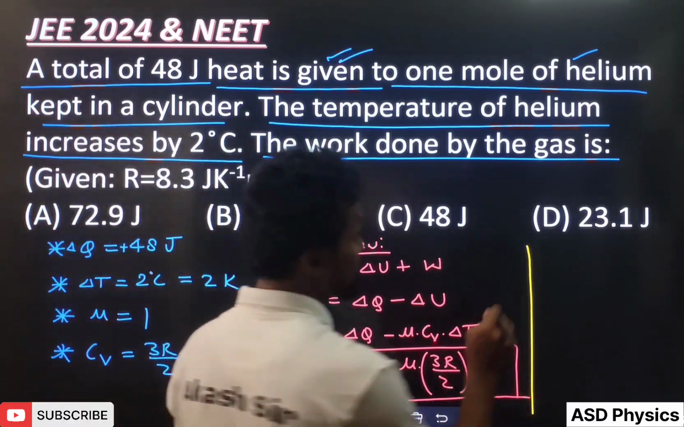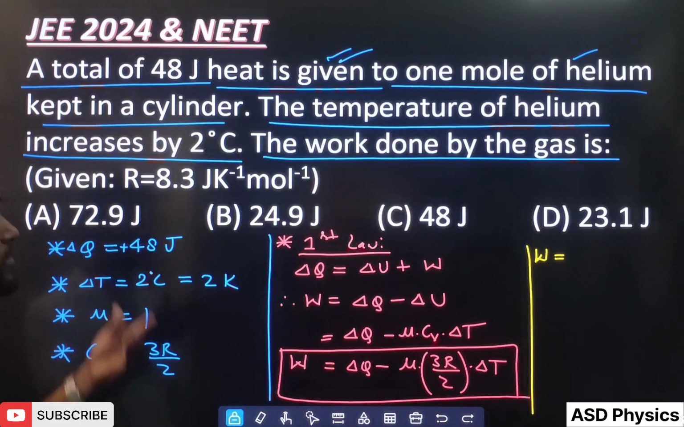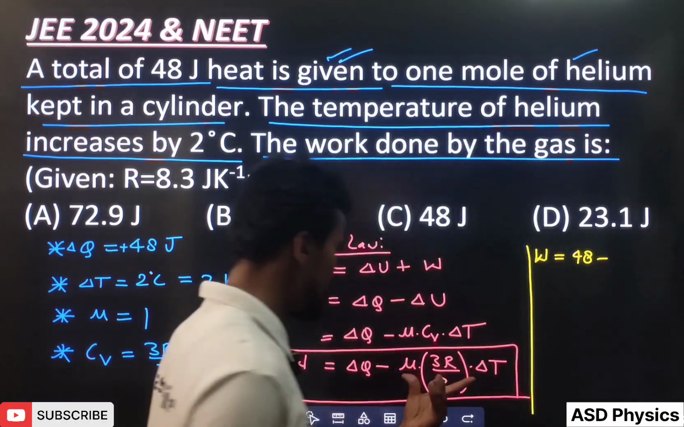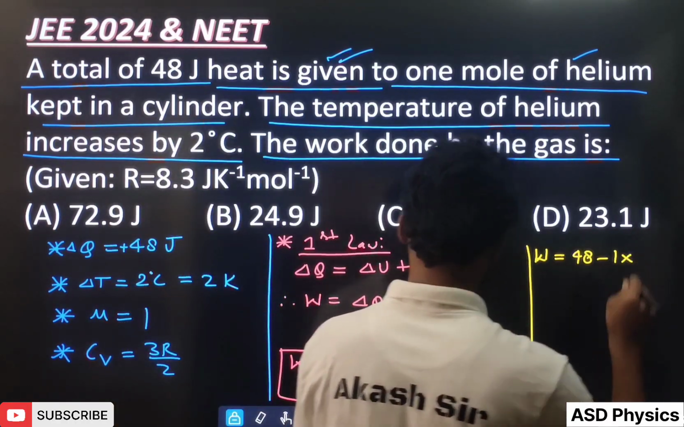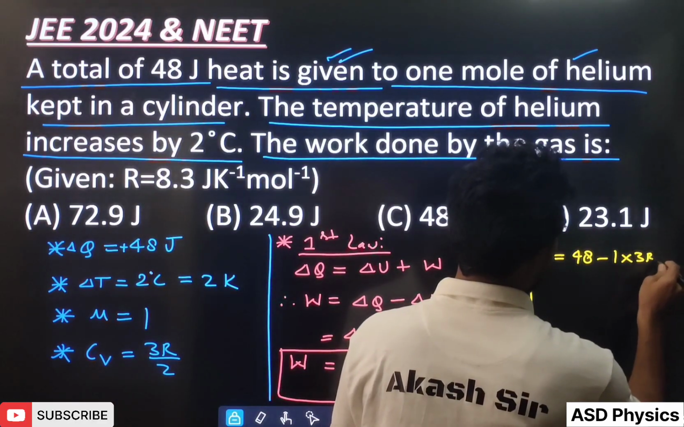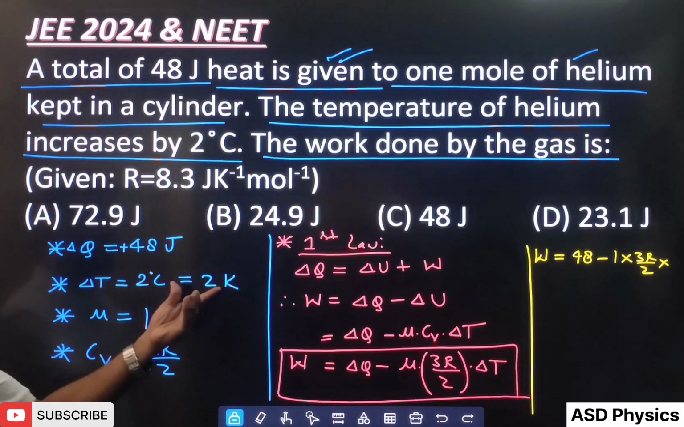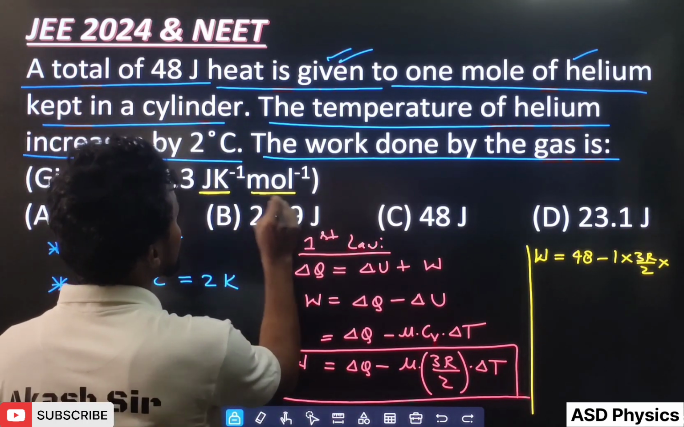So see, this work done is given by how much heat is added? 48 joule. This should also be in joule only. Mu value is 1, into 3R by 2, into delta T. Delta T how much is given here? 2 Kelvin. And remember, R is in joule Kelvin inverse mole inverse.